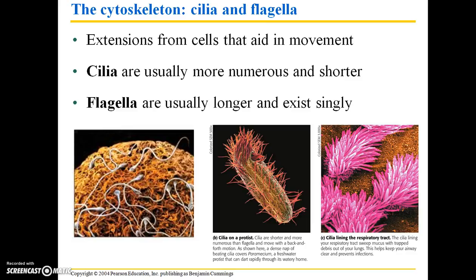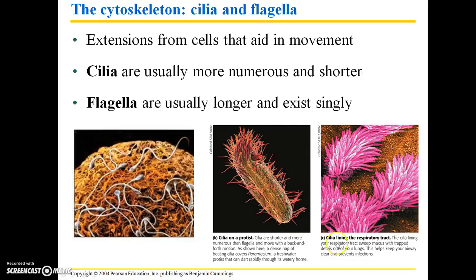Finally, we have extensions from the cytoskeleton. They typically aid in movement, and we have cilia as well as flagella. Cilia are usually more numerous and shorter, as seen here on a protist. And then flagella are usually longer and exist singly, as in sperm cells. So these are just extensions of the cytoskeleton that help a cell move about in its environment.